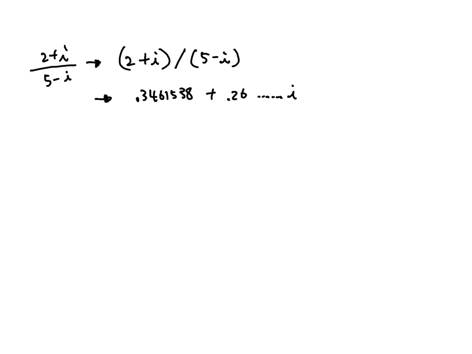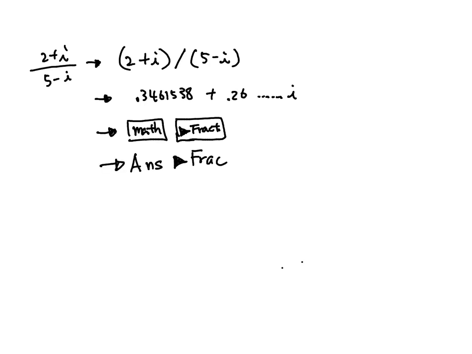So once you get that message, next I want you to hit math, fraction. Okay, math fraction. We're going to turn this into a fraction. And if you do that, you should see something like this, and when you hit enter, you should get 9 over 26 plus 7 over 26 i.